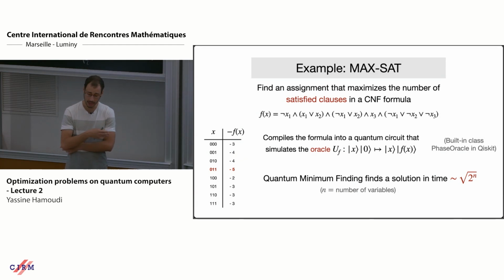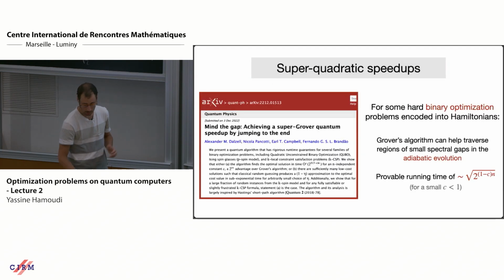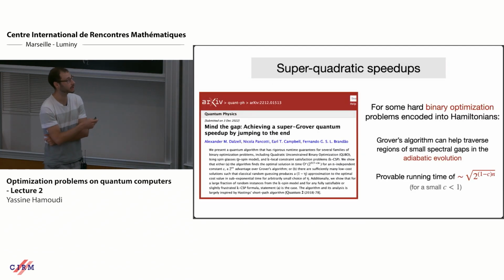So actually, this kind of application of Grover can be pushed a little bit further in a much more complicated way. So I would suggest, for instance, looking at this kind of contribution in the scientific literature. It has been shown that there are some binary optimization problems related, for instance, to constraint satisfaction, for which you can encode the problem into a Hamiltonian, as we saw yesterday.